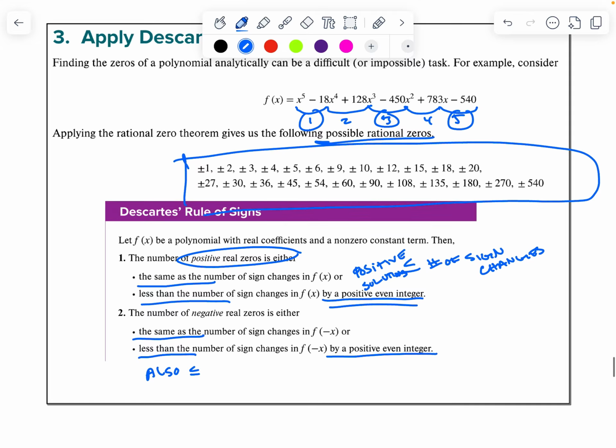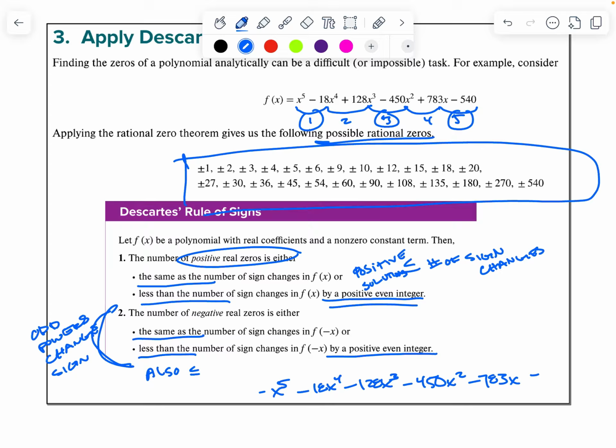Our number of negative real solutions: if we change the sign of all the odd powers, and then do that same rule again. So I would have negative x to the 5th. Not going to change the even powers. Negative 128 x to the 3rd. Not going to change the even power. Negative 783x. Not going to change the even powers.